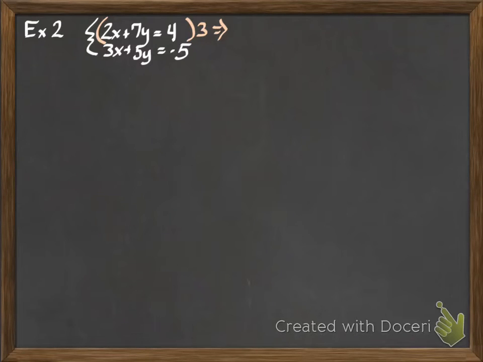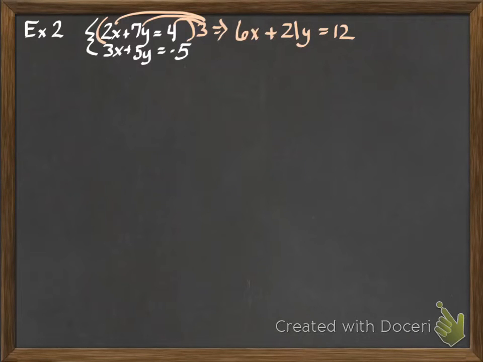So that gives me 6x. I am taking that 3 and multiplying it to each term, plus 21y is equal to 12.